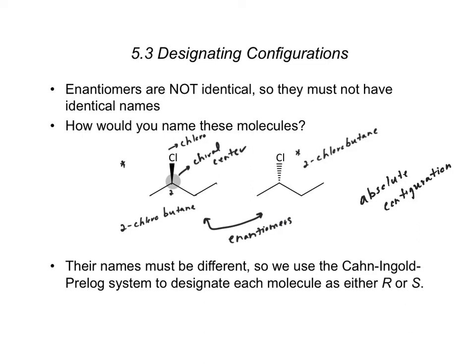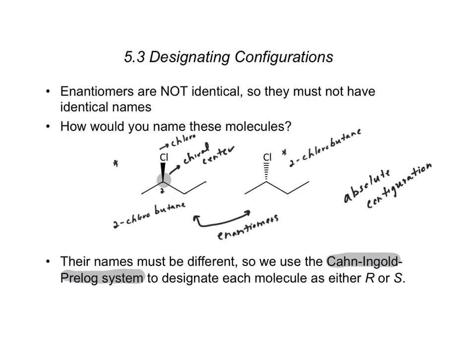Okay, so to do that, we are going to use a system of rules called the Cahn-Ingold-Prelog system to denote configuration. It is named after Cahn, Ingold, and Prelog, who were the ones to devise this system. Just note that this is our IUPAC system. This is how we're going to denote configuration about a stereocenter.